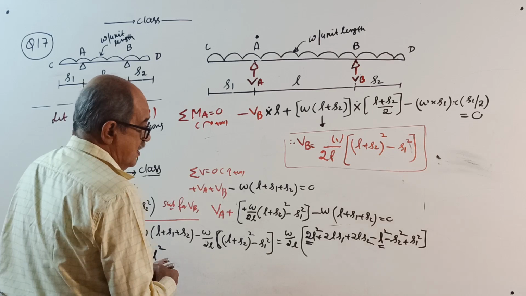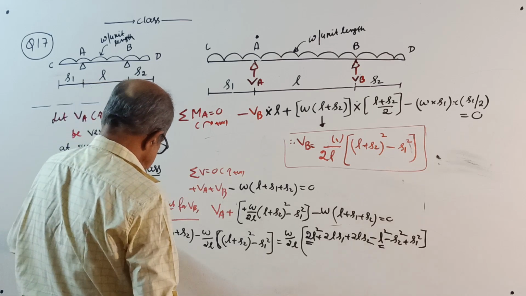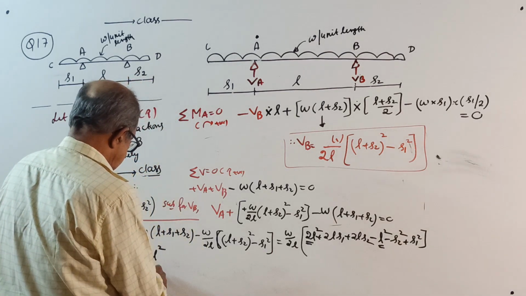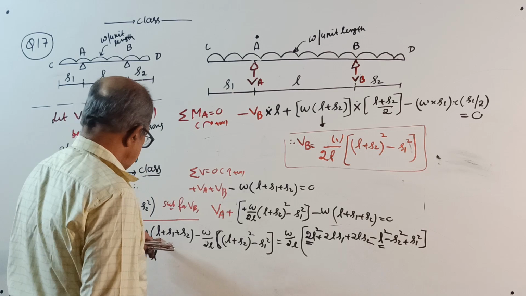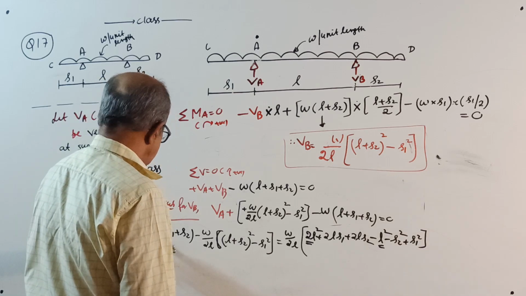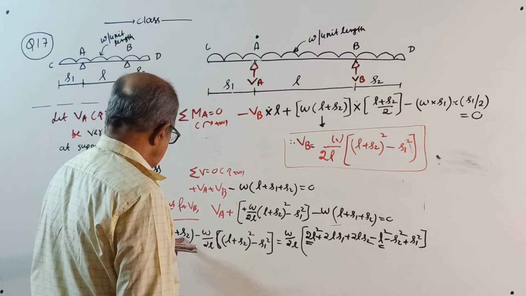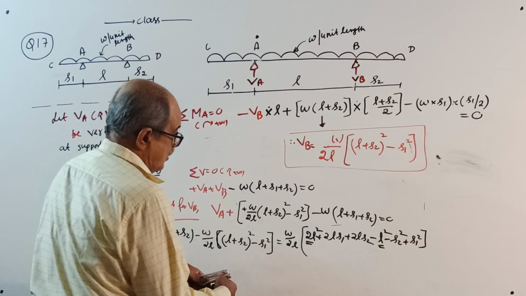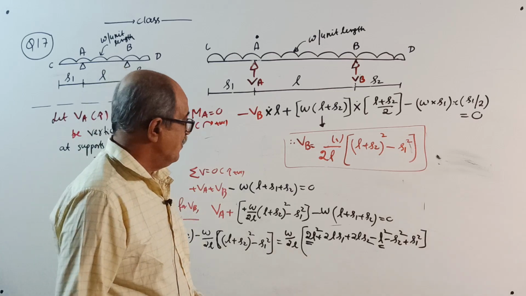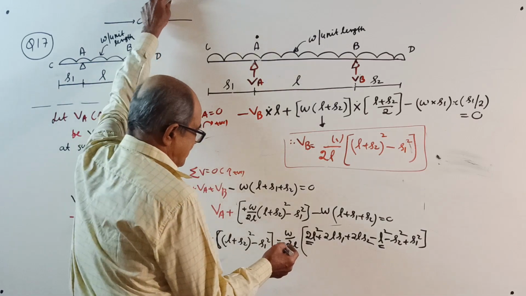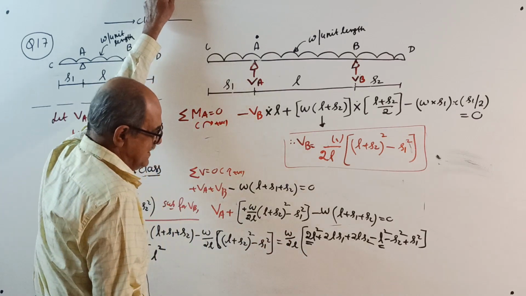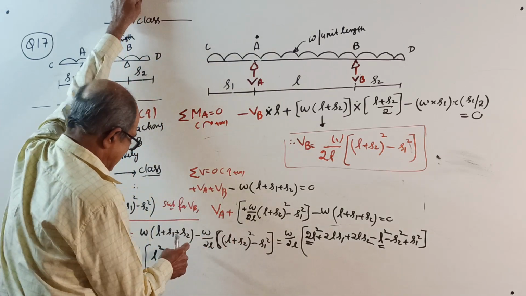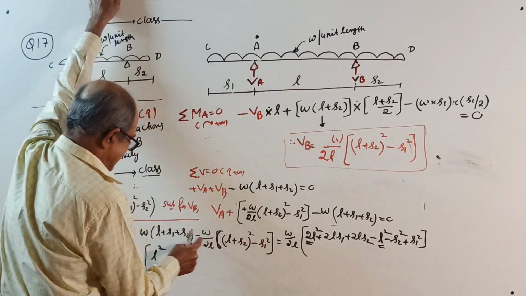See, 2LS2. If I take W by 2L outside, it becomes 2L square plus 2LS1 plus 2LS2 minus... sorry, I was wondering what is happening here. This is a major mistake. Sometimes it happens when you simplify.